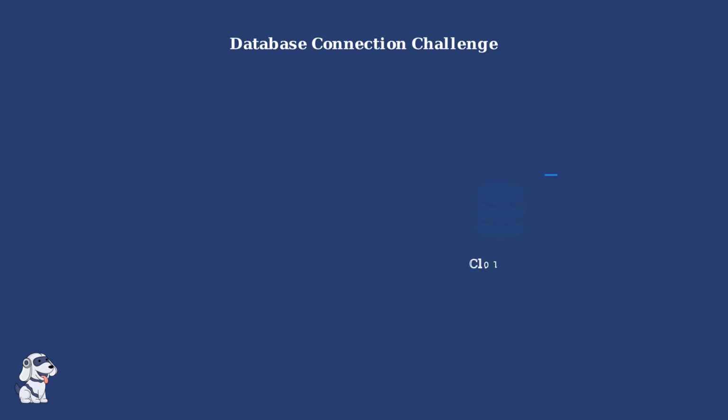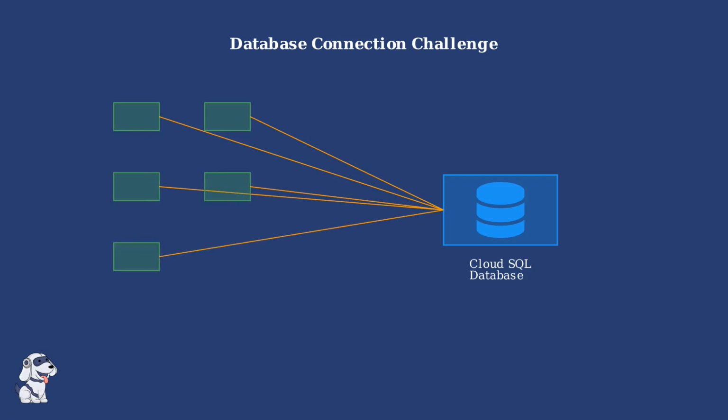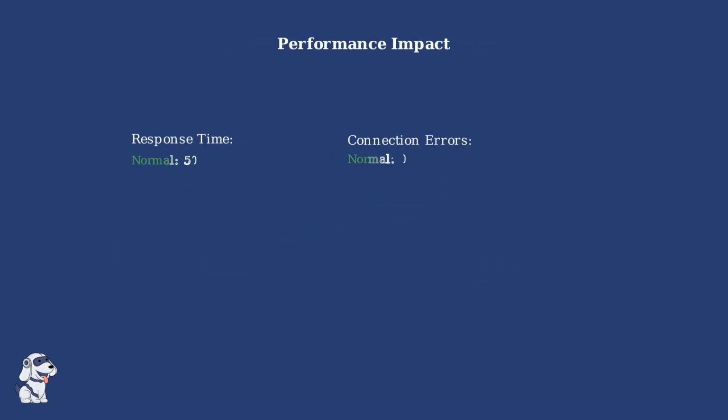Each Cloud Run instance needs to connect to your Cloud SQL database to read and write data. When Cloud Run scales from one instance to 10 instances in seconds, your database suddenly receives 10 times more connection requests and database queries. This sudden surge can overwhelm the database, causing it to slow down or even become unresponsive. Let me show you the specific problems this creates. When a database becomes overwhelmed, you see dramatic performance degradation.